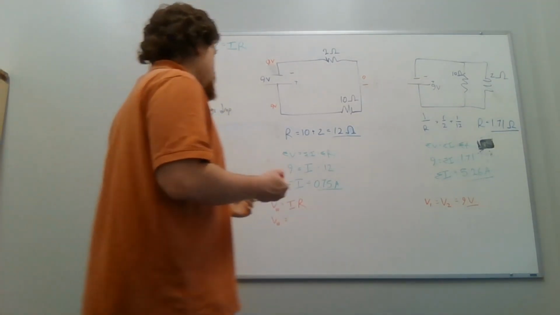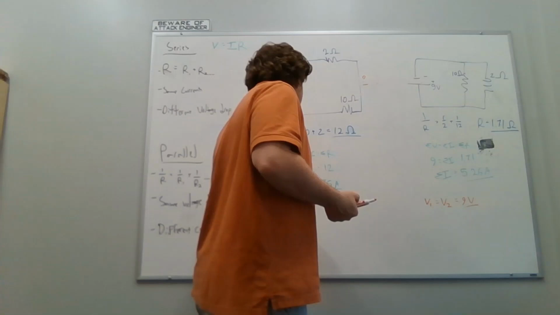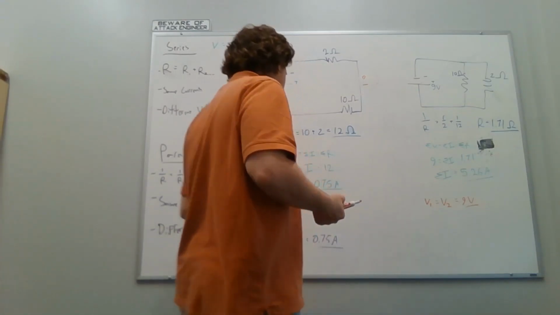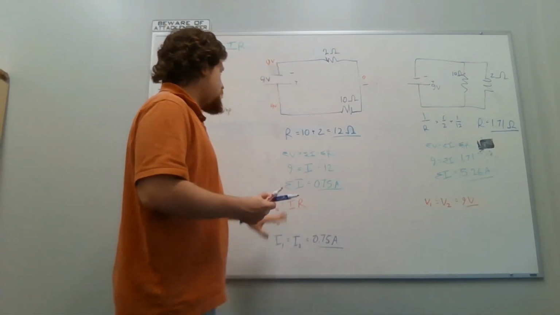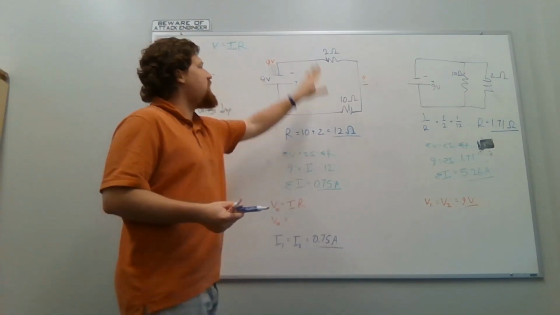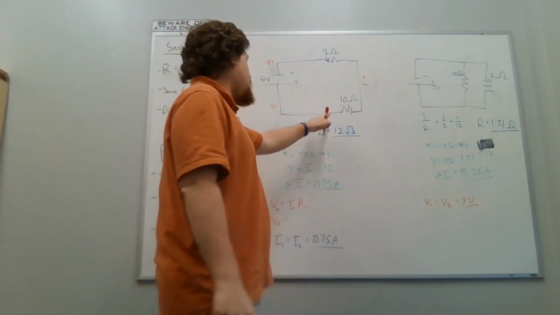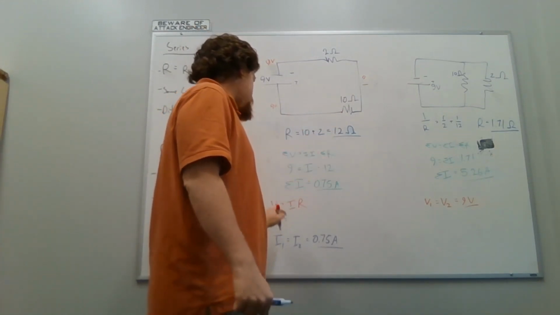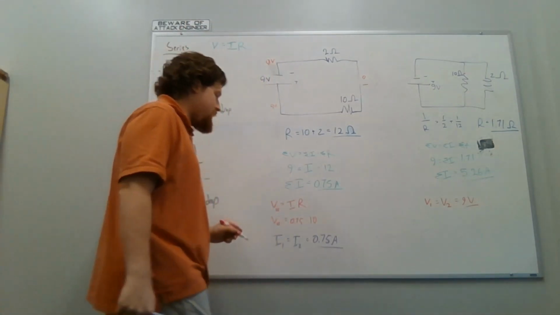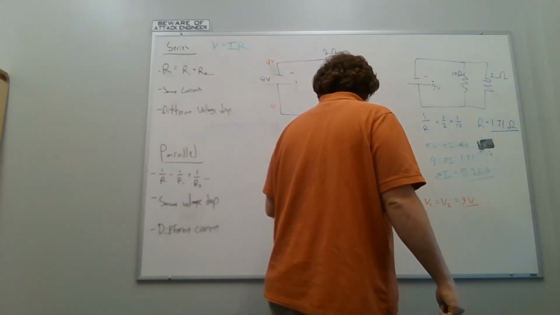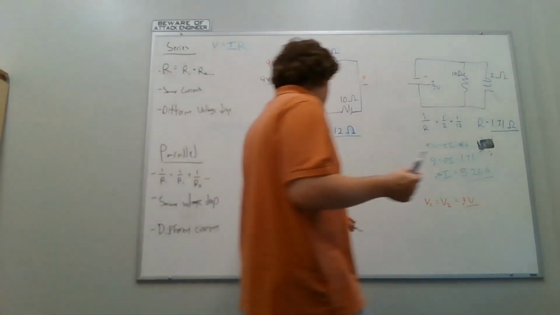So we're going to skip ahead a little bit now. The current through resistor 1 is the same as the current through resistor 2, and that is 0.75 amps. So in series, we can assume that every element gets the same amount of current. We can use that to find our voltage drops. So the voltage drop across the 10 ohm resistor should be equal to the current through the 10 ohm resistor, which is 0.75, times the resistance of the 10 ohm resistor, that's 10, and that should give us a voltage drop across that resistor of 7.5 volts.